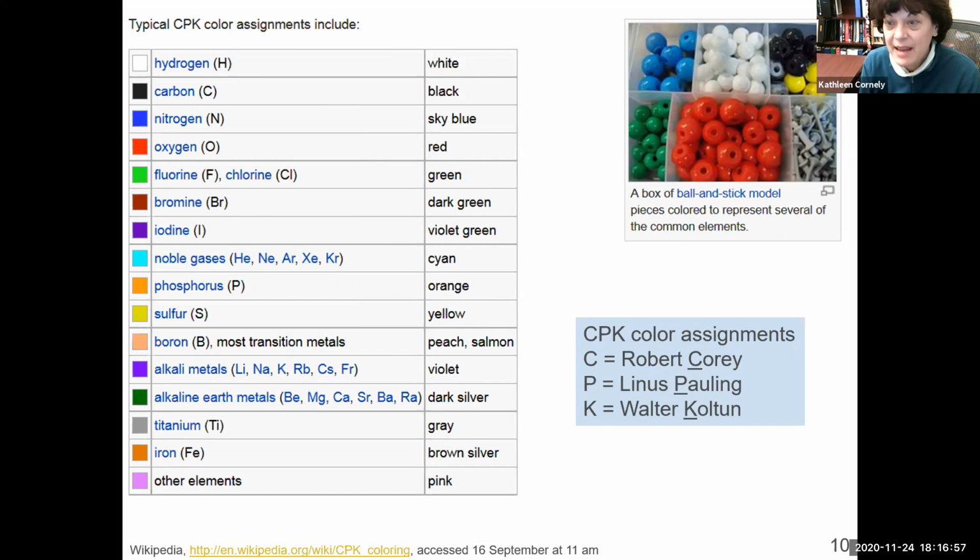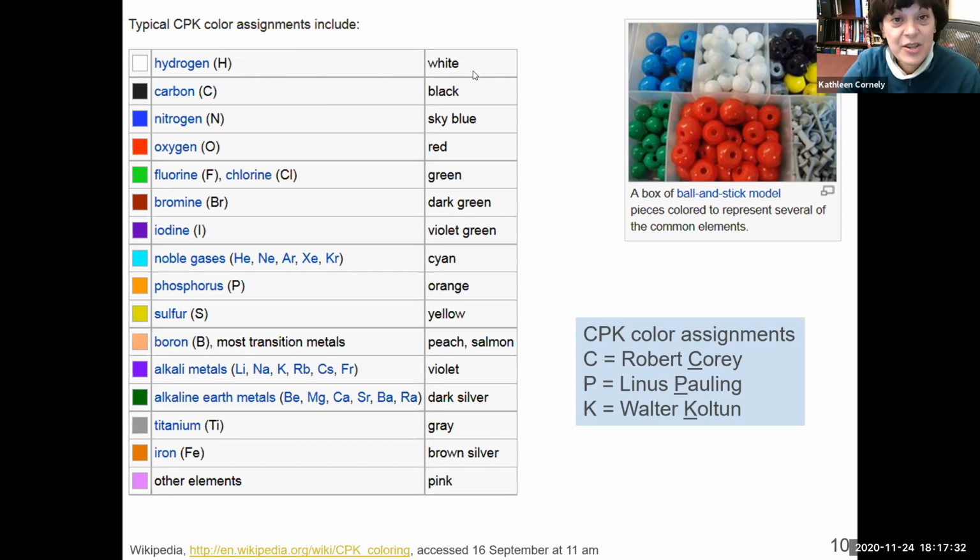The CPK stands for, originally, the C is for Corey, for Robert Corey, and P for Pauling, Linus Pauling. Linus Pauling and Robert Corey were collaborators. Linus Pauling wrote a book called The Nature of the Chemical Bond, which some have said is one of the most influential textbooks in the 20th century. They devised this color scheme where different atoms are different colors, and that helps us figure out not just the shapes of the molecules, but the atoms that make them up.